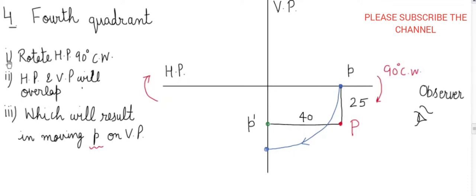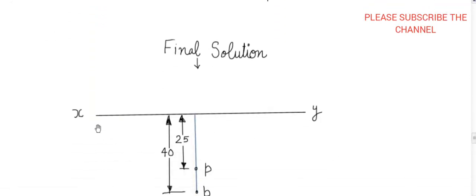Okay. So applying the same principle, rotate HP 90 degrees clockwise. When this HP is rotating 90 degrees clockwise, what will happen? HP and VP will overlap, and this point P will move onto the VP. So this one will be the movement after rotating HP 90 degrees clockwise. So what will be the final solution? This 25 mm distance will not get disturbed because it is projected over here, p dash. Okay. So draw a reference line XY and mark a point 25 mm below HP and 40 mm below the reference line XY.